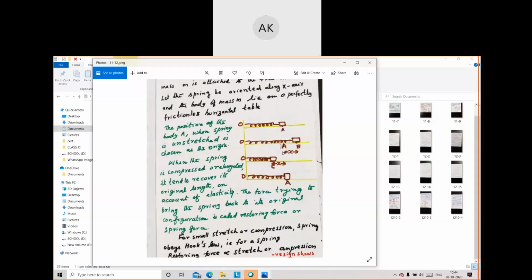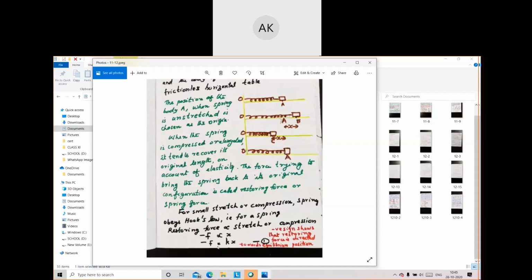See, when it is compressed and released, it regains its original position. It is because of this restoring force. So when it is stretched more, what happens? Restoring force also will be more. When it is stretched again and again, this restoring force also is increasing. But there is a limit for that. When we exceed the limit, we are able to stretch it. Understand? So restoring force is directly proportional to stretch or compression.